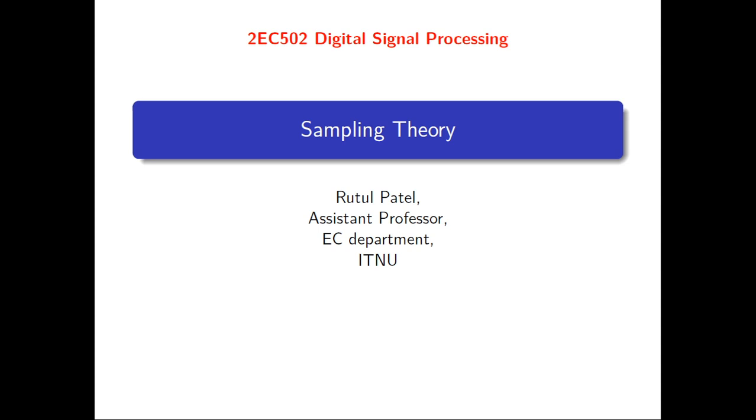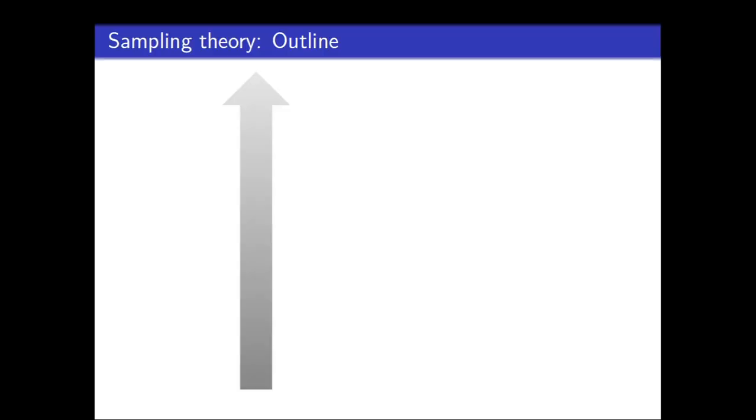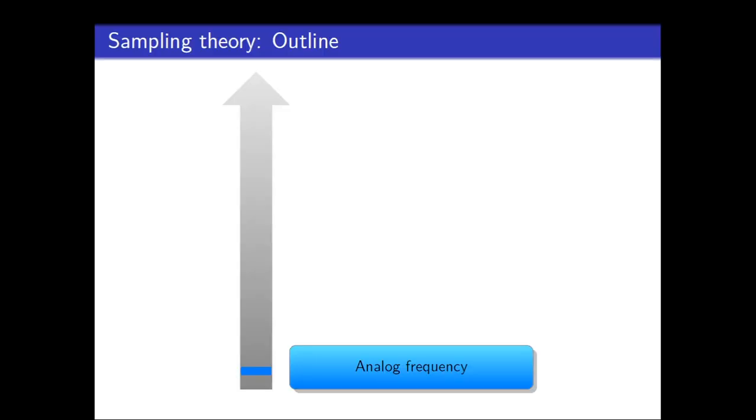Okay, so let's look at the outline. First, we're going to talk about analog frequency. We are familiar with analog frequencies and analog signals. But when we talk about sampling of an analog signal, another frequency comes into the picture, which is referred to as digital frequency. It is important to differentiate the analog and digital frequencies. At the same time, we must understand the mapping between those frequencies.